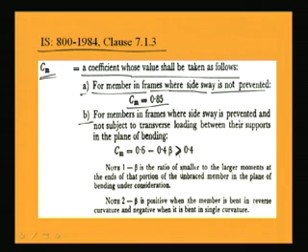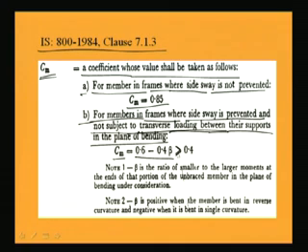Then for members in frames where side sway is prevented and not subjected to transverse loading between their supports in the plane of bending, Cm is equal to 0.6 minus 0.4 beta, as given in the code, which should be greater than or equal to 0.4. In no case should it be less than 0.4. If it is less than 0.4, then we take 0.4.